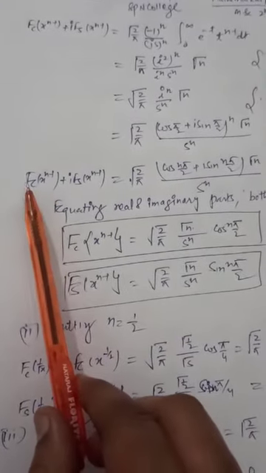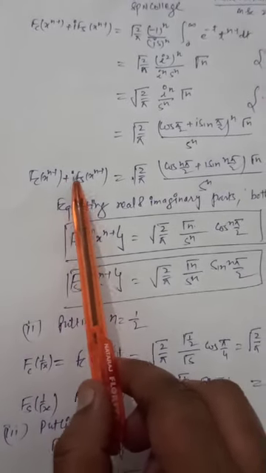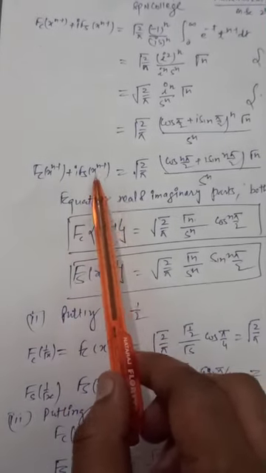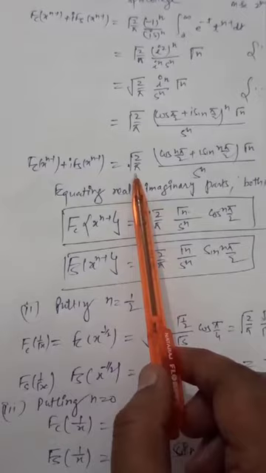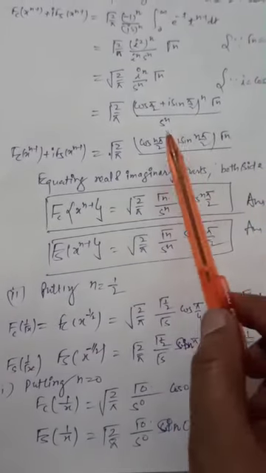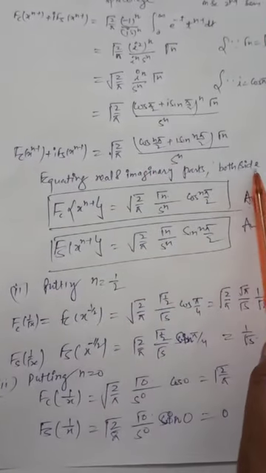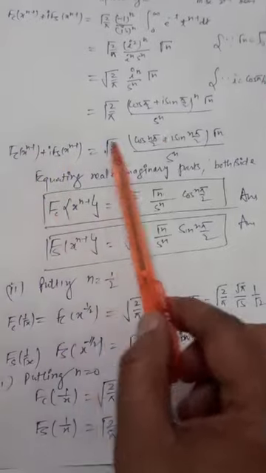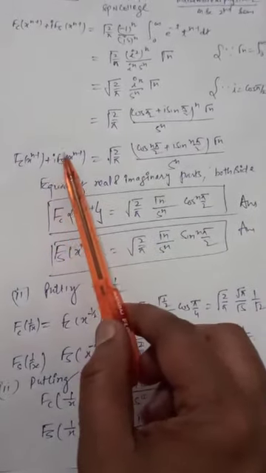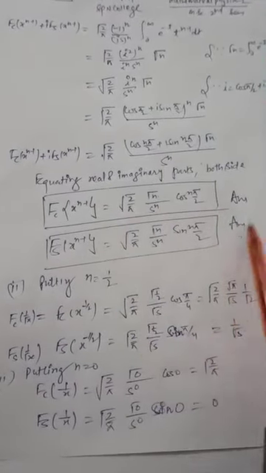So Fourier cosine transform of x raised to power n minus 1 plus iota Fourier sine transform of x raised to power n minus 1 is equal to under root 2 upon pi. This result is this, and this is the same as here, s raised to power n is here. Equating both sides, the real and imaginary parts: the real part is this here, and the imaginary part is this here, then you will get this.